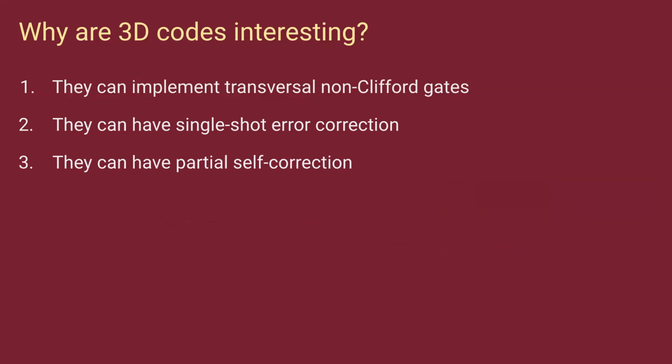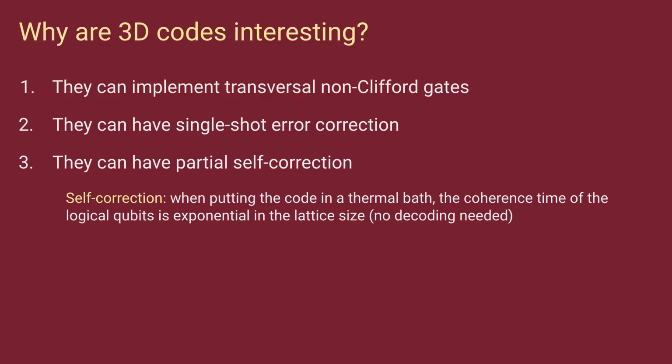Then there is this notion of partial self-correction that you can do with some types of codes. So what is self-correction first? A self-correcting quantum memory is when you put a code in a thermal bath and the lifetime of the logical qubit is exponential with the lattice size, without any decoding needed. What it means is that it's energetically unfavorable to grow the error, which is not the case for the 2D surface code, for instance, because in the 2D surface code, the energy is just at the boundary, so it's constant, it doesn't depend on the size of the error. If you have loops, then it's going to depend on the size of the error.